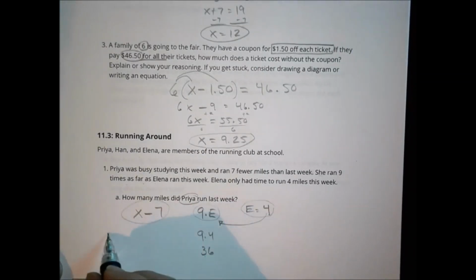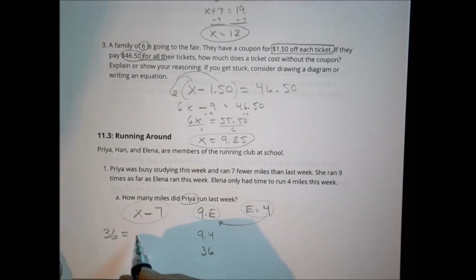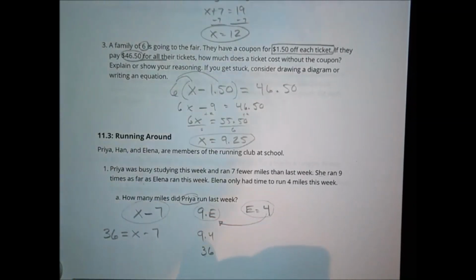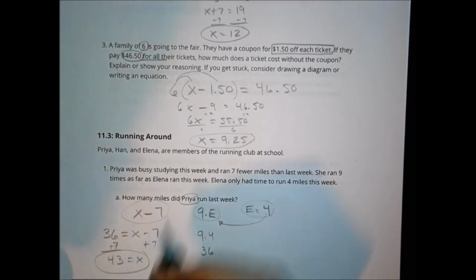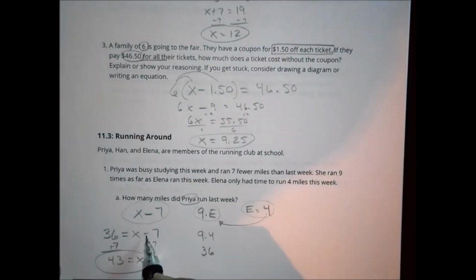So what we want to do is take our this week total and make that equal to x minus 7 to see how much she ran last week. We'll add 7 to both sides, and we end up with 43 miles. So she ran 43 miles last week. She ran 7 less this week, which is going to be 36. And 36 divided by 9 is going to be equal to 4, what Elena ran there.